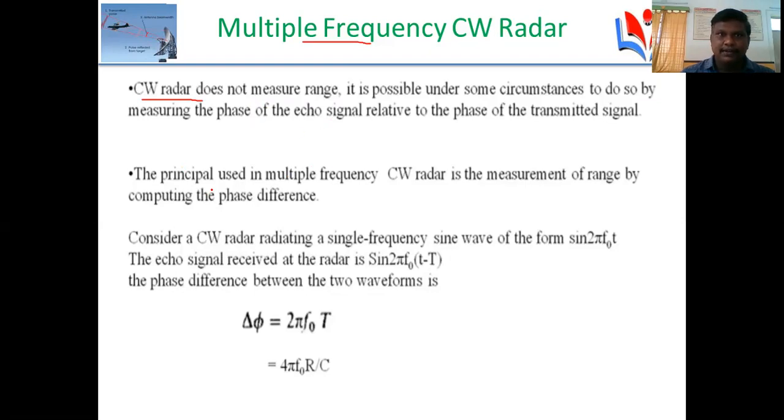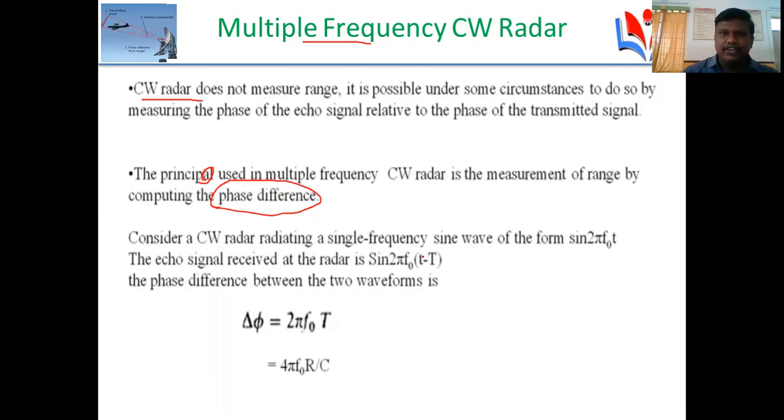The principle used here is the measurement of phase difference. Just by measuring the phase difference of the reflected signals, we can calculate the range. How can we calculate the range? By taking the phase differences. How to measure the phase difference, that we'll see now.